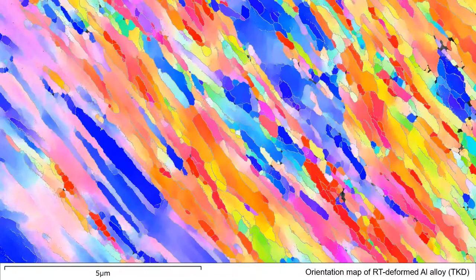And this is on an aluminium alloy, which has got low atomic numbers. So generally the quality of patterns from aluminium, there'll be fewer bands visible compared with a higher atomic number.